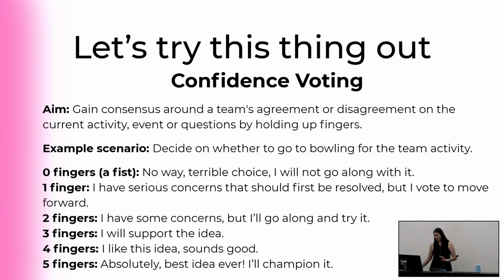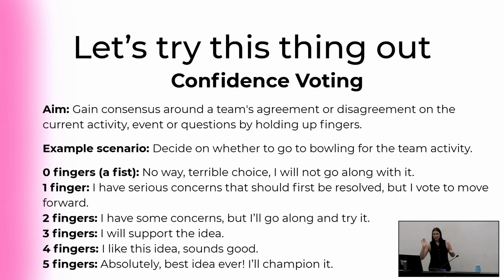Completely theoretical, of course, but how we do this is you hold up no fingers for your worst idea ever, you don't want to do it, you're not going to do it. One finger, you have some really serious concerns about bowling that you should sort out first, but you don't want to block this activity. Two, you have some concerns, maybe you don't really like bowling, but you'll just go along with it anyway. Three, you support the idea. You're not over the moon, but you support it. Four, you like it, it sounds good, you want to do it. Five, you probably already have bowling shoes and you're ready to go whenever.